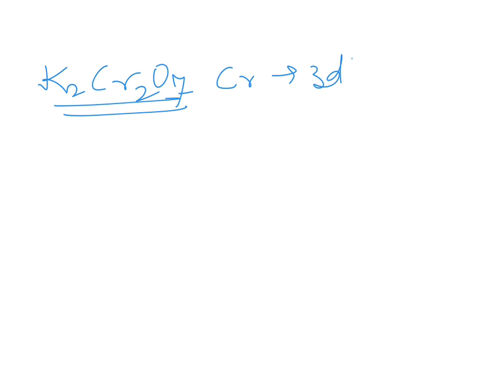Then let us move to the other compound, that is K2Cr2O7. This is also equally important, the reactions and structure. Structure and reaction very important. Okay. Chromium is 3d5 4s1. How many electrons does it have? 6 electrons. So it can form how many bonds? 6 bonds.